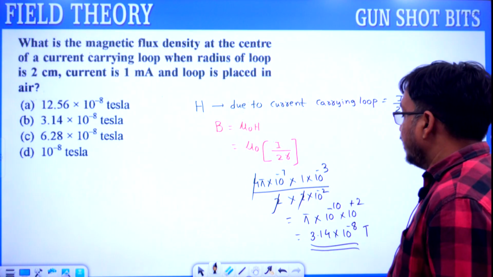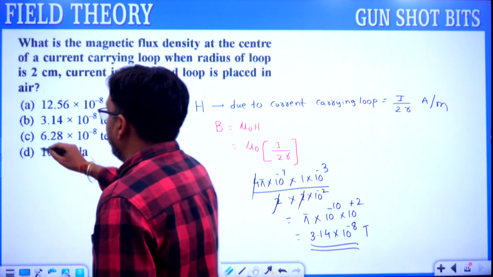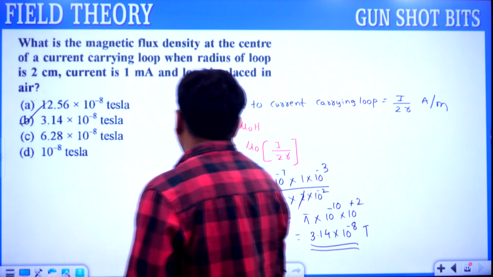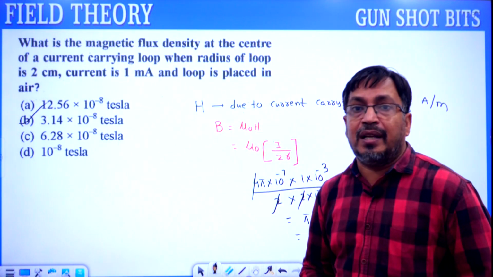So what is the answer here? 3.14 into 10 power minus 8 Tesla is the correct answer. Option B is the answer.